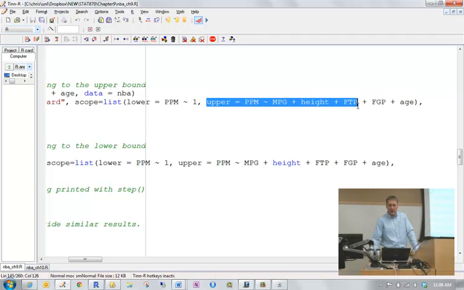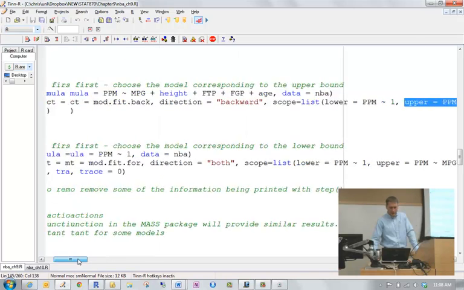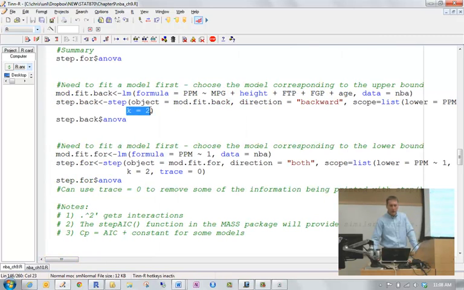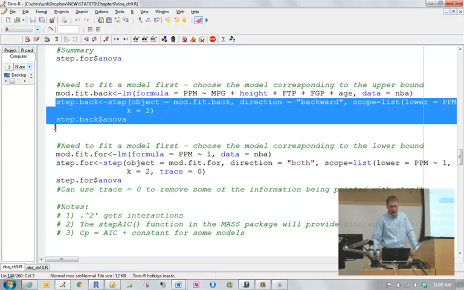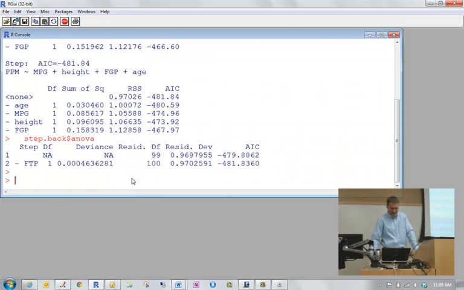And what's the highest model that I could have? That would be the model with all the predictor variables. And then k equal 2 corresponds to, I want the AIC. If you remember, with AIC, there's that penalty, that 2 times p. That 2 corresponds to the coefficient on p. So I put the results into step.back and just look at a summary of the results using step.back$anova. This is what I get.